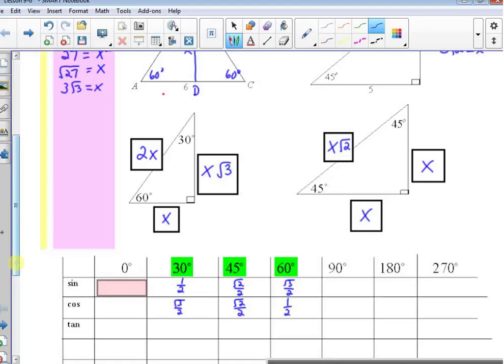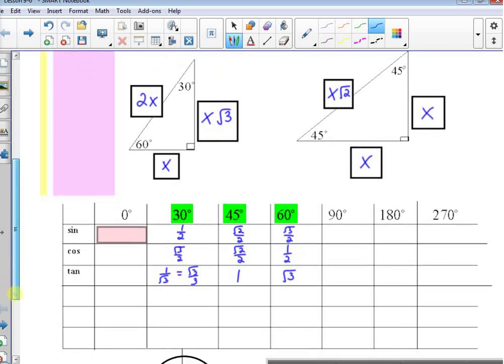Tan of 30 is sine over cos, which turned out to be 1 over radical 3, or radical 3 over 3. Tan of 45 was 1, and the tan of 60 turned out to be radical 3. Radical 3 over 2 divided by 1 over 2 is radical 3 over 1.